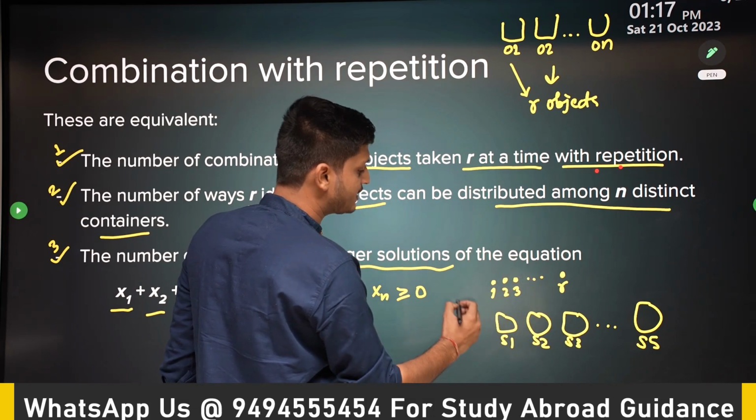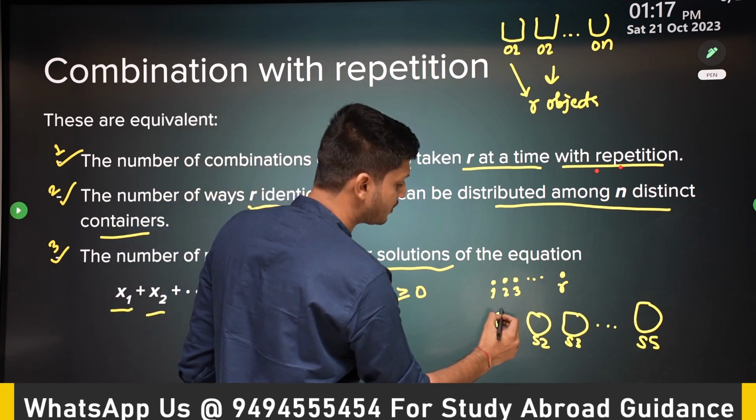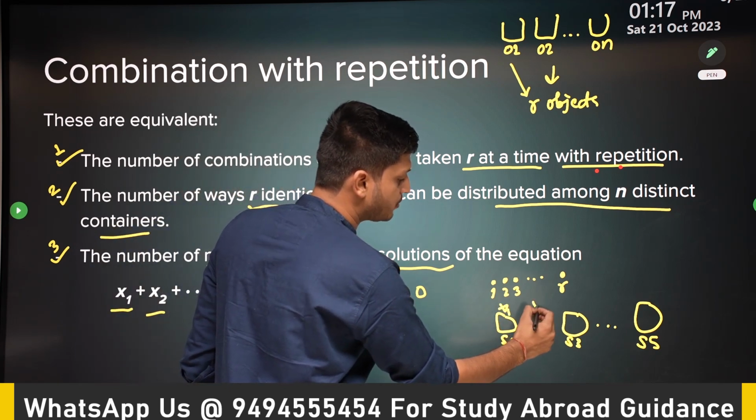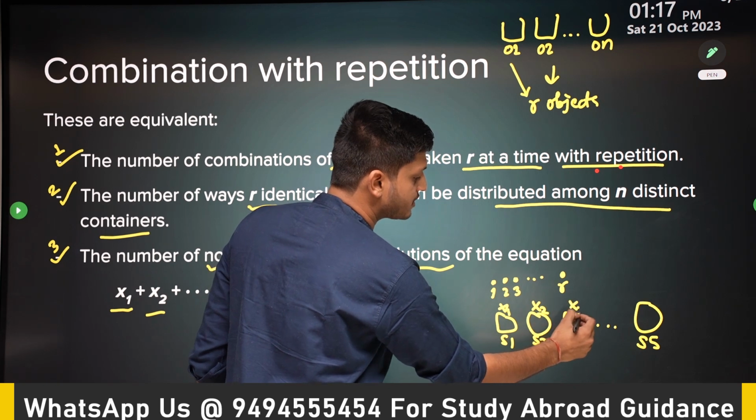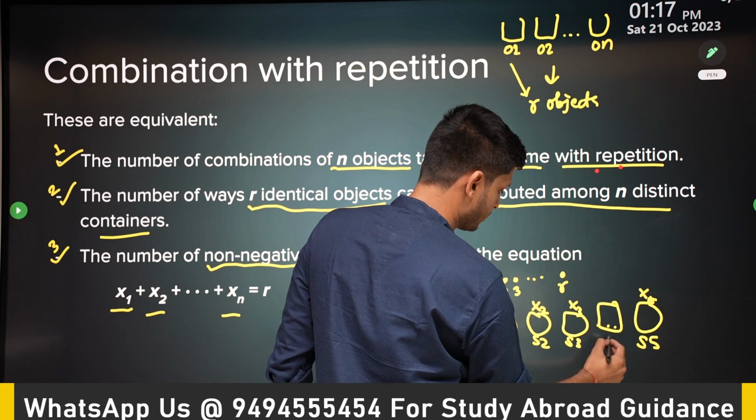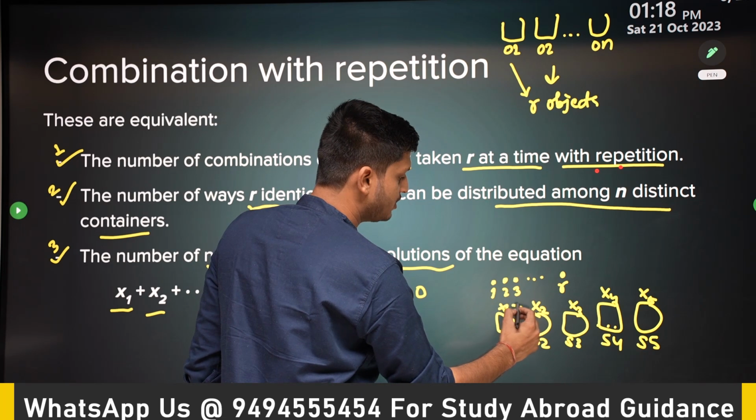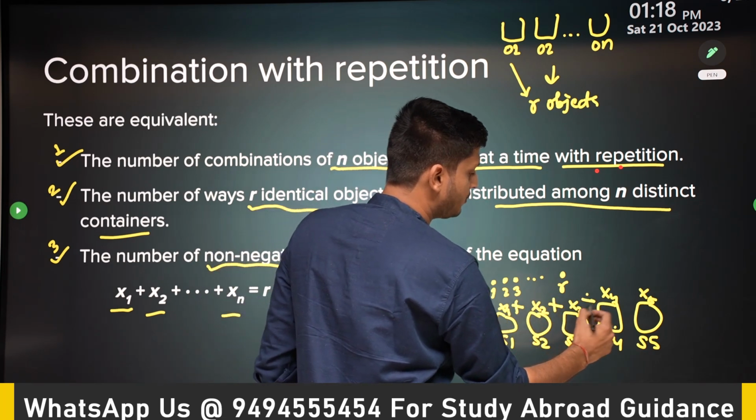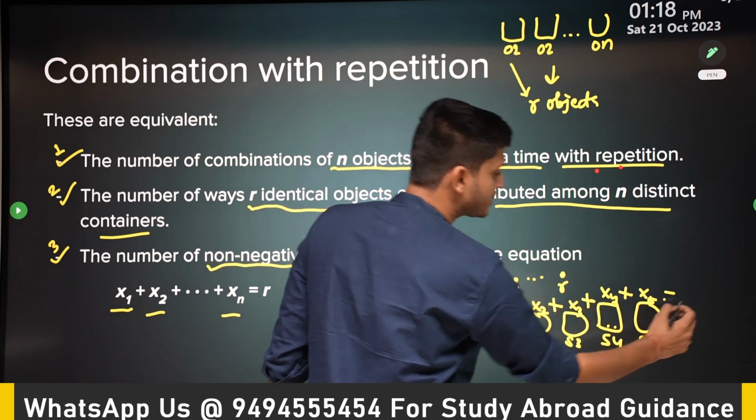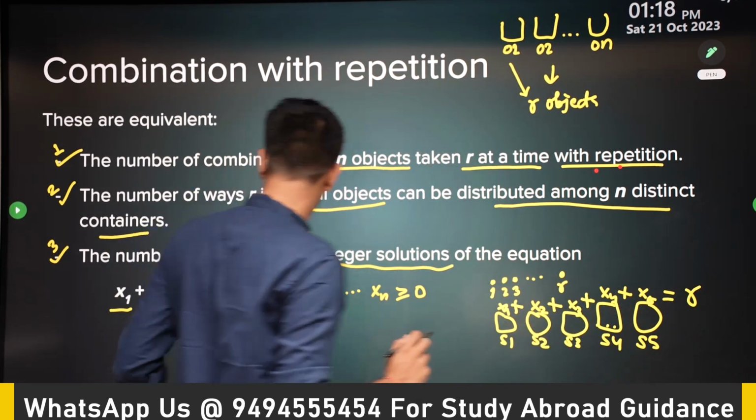Let's say S1 gets x1 objects. The same equation: S1 gets x1 objects, S2 gets x2 objects, S3 gets x3 objects, and S5 gets x5 objects. I should draw this. So this is the 4th student, it is getting x4 objects. So what is the condition? That the sum of all the number of objects which all of them are getting should be equal to r. Again we are getting the same equation.